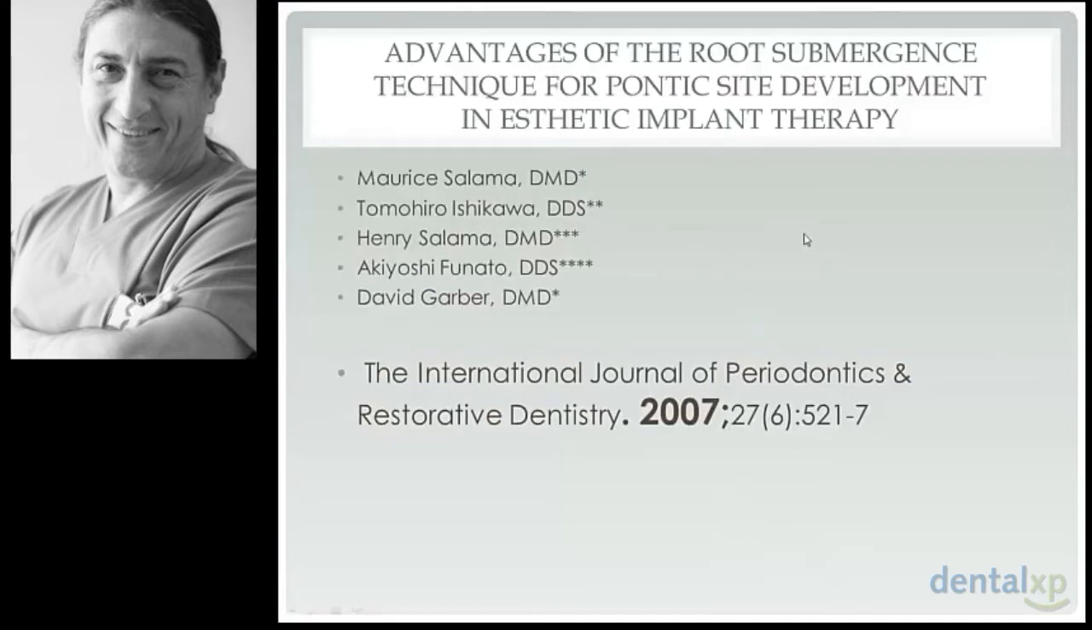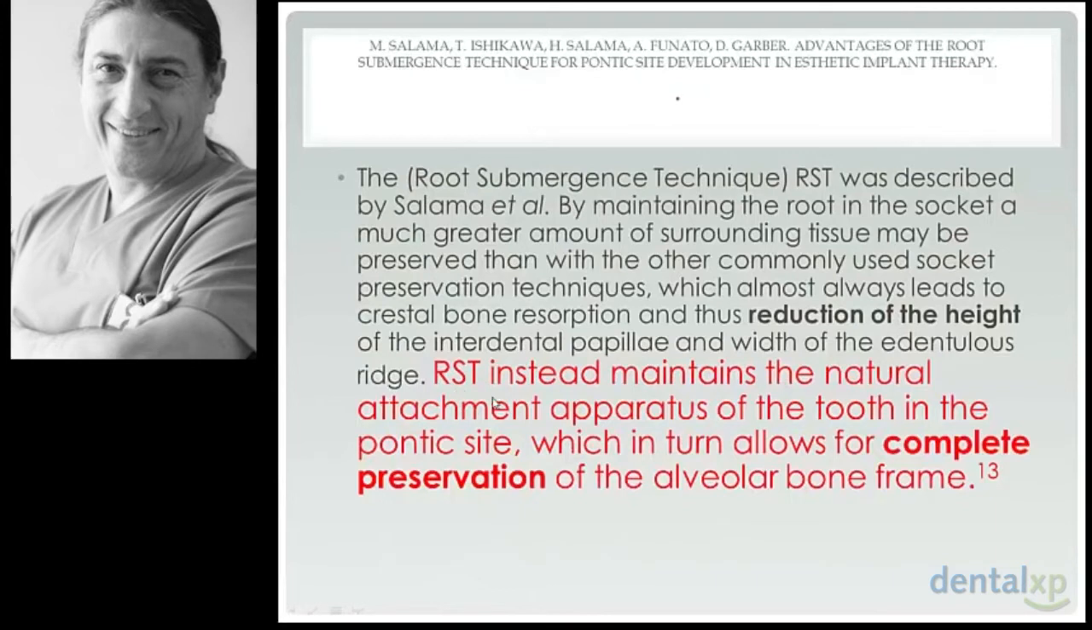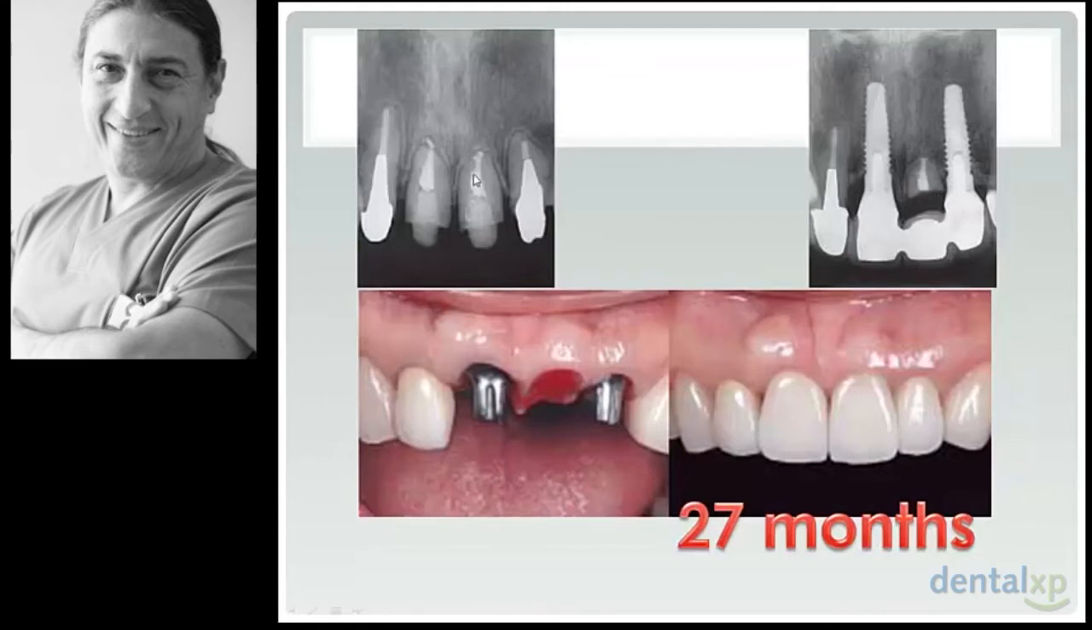Also, we have to understand, in this article of 2007 of Dr. Salama and Garber, the advantages of the root submergence, because they found that this technique maintains the natural attachment apparatus of the tooth in the pontic site, that makes a complete preservation of the alveolar bone frame. So, if we maintain the root, the bone is just like it was. You can see in these examples, when we left this root, there is a stable anatomy after more than 2 years.